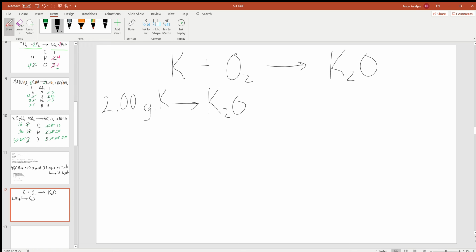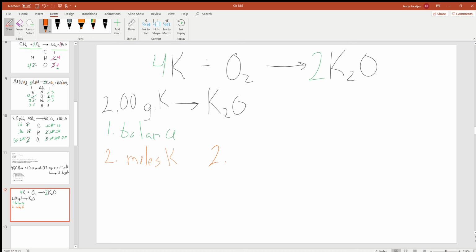So where do we start? What's the first thing we need to do here? We need to balance our equation. So we've done that now. Now our first step below is going to be to find the moles of potassium. So we balanced. Now we need moles of potassium. Well, we know how to do that.